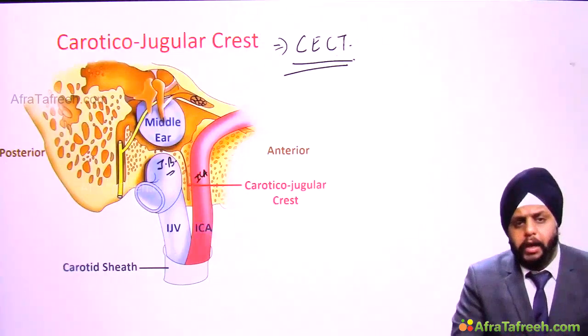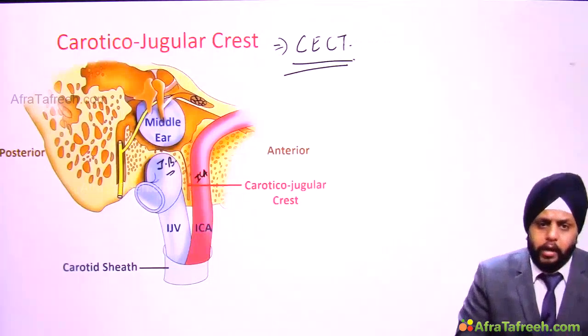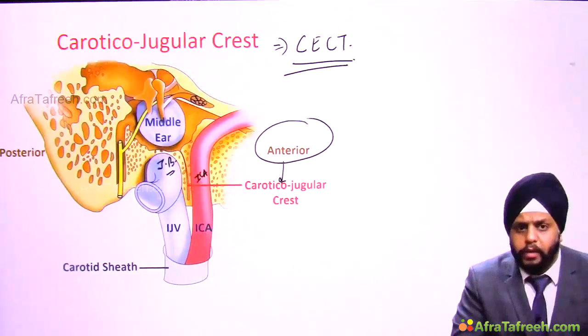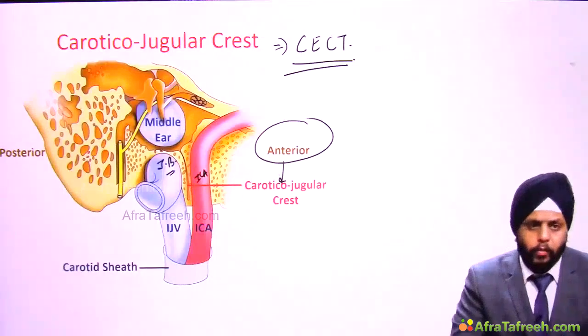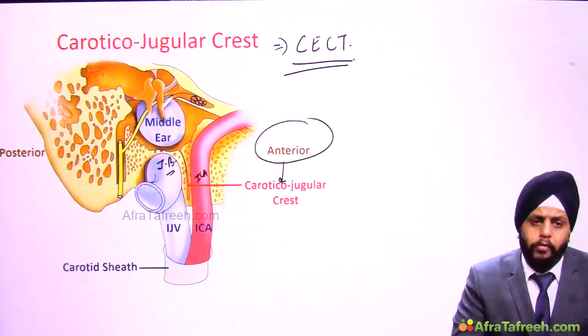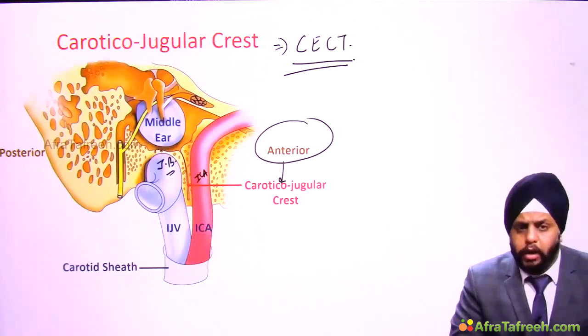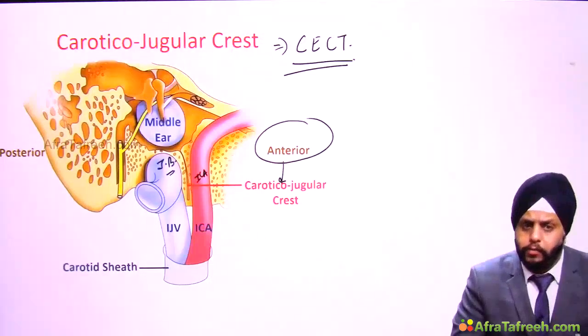Alright, how will I identify which is ICA and which is jugular bulb? Very easy. What is anterior to this caroticojugular crest? Remember in CT scan you can see the bone. So what is anterior to the caroticojugular crest is your ICA. What is posterior to the caroticojugular crest is your jugular bulb. Right? Okay. So anterior to caroticojugular crest is ICA. Posterior to caroticojugular crest is jugular bulb, or you can say the IJV.